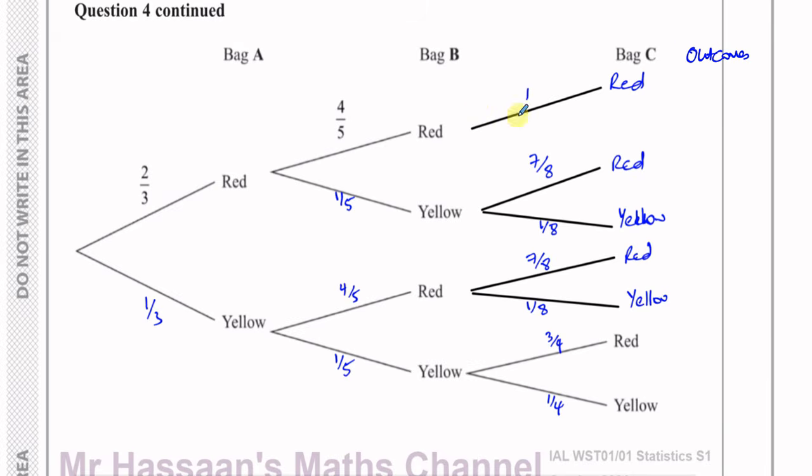So I have here red, red, red. That's 3 reds. So we'll clearly write the outcomes here so we can use them for later parts of the question. Red, yellow, red. So that's the second outcome here. Then we have red, yellow, yellow. Then we have yellow, red, red. Then we have yellow, red, yellow. And then we have yellow, yellow, red. And then we have all 3 yellows.